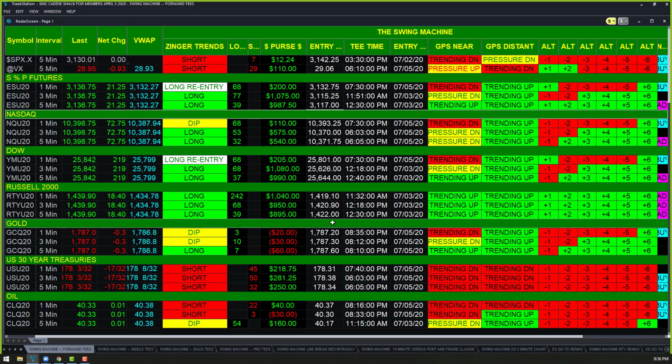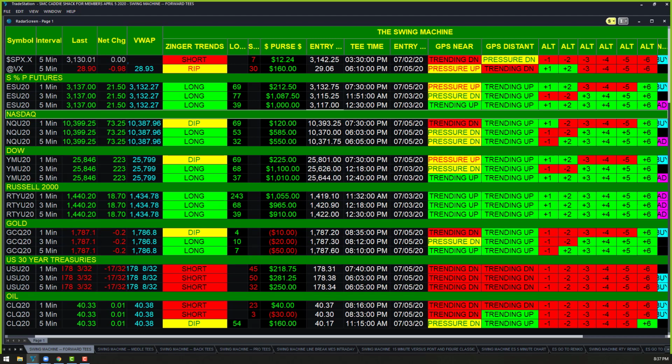By the way, before we leave, if you had entered long the ESU at 730, you'd be up 200. The NQ, 105. The Dow, 205. And the Russell, this has been long, which is really incredible, since Friday at 1132, is up 1,000. Isn't that beautiful? But let us show you the 5 markets and the charts and the strategy that we're going to employ.